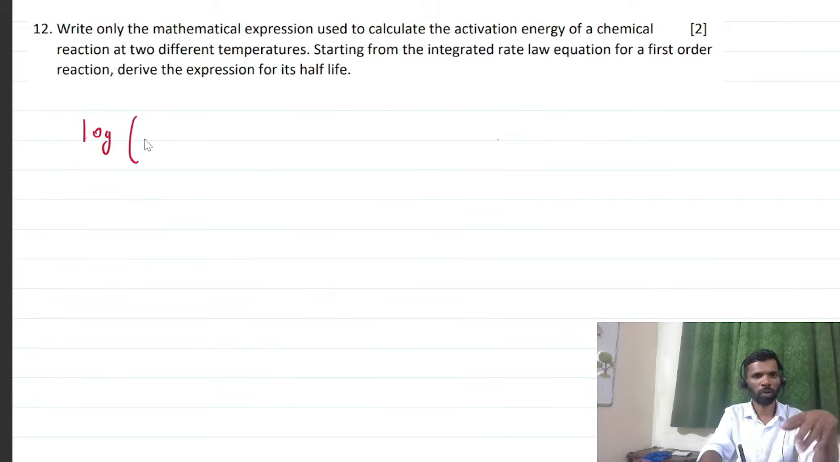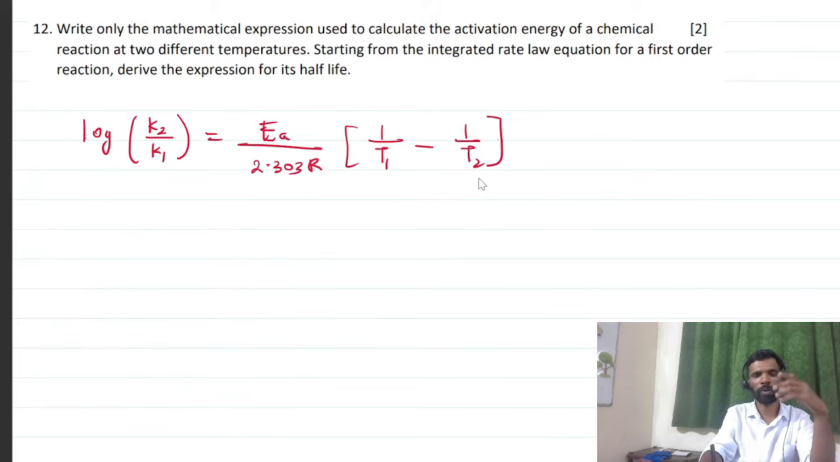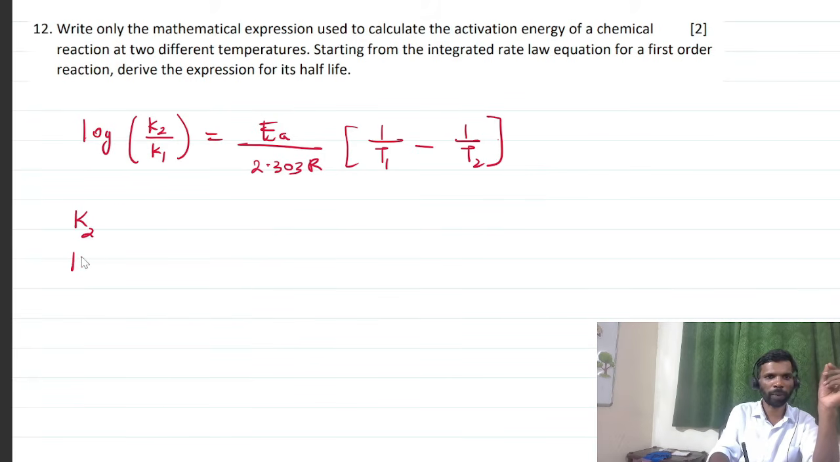We write log of K2 by K1 is equal to Ea upon 2.303 R times (1 upon T1 minus 1 upon T2). Now, don't simply write the equation if this is the question. You also need to define what K2 is, what K1 is. So we write K2 is the rate constant at higher temperature.